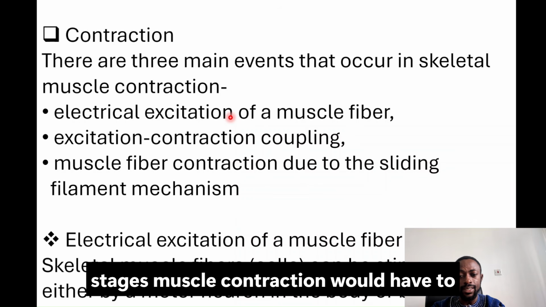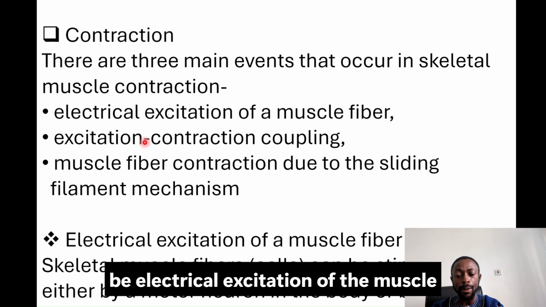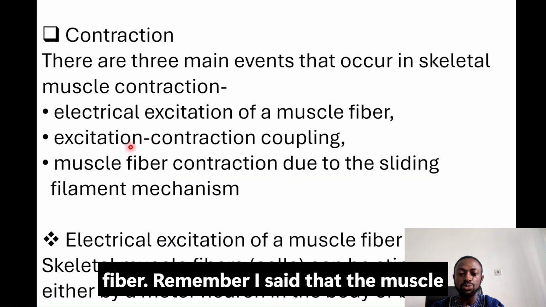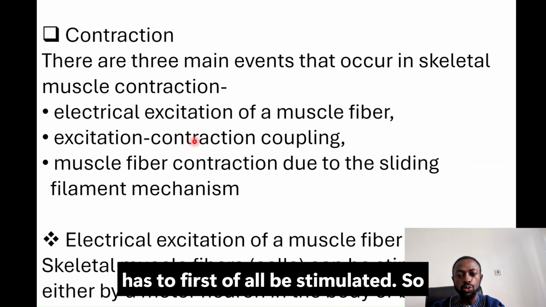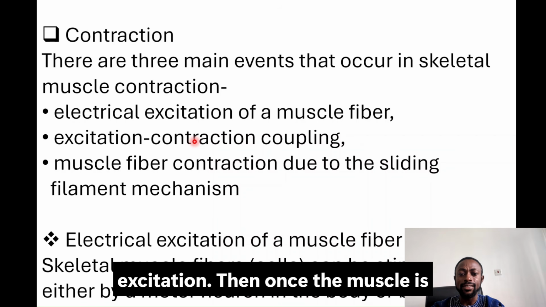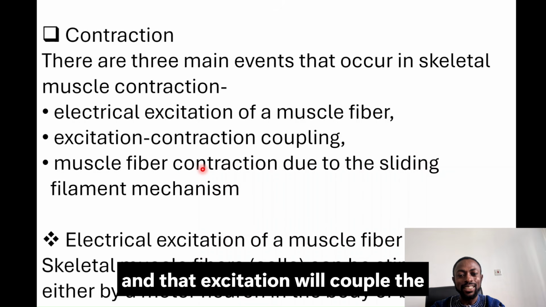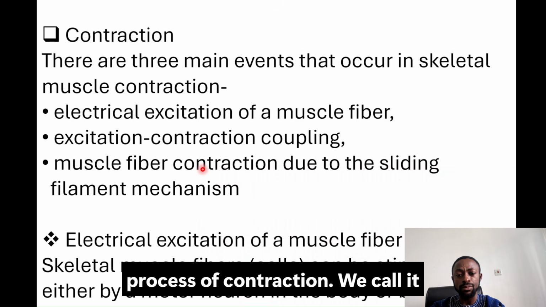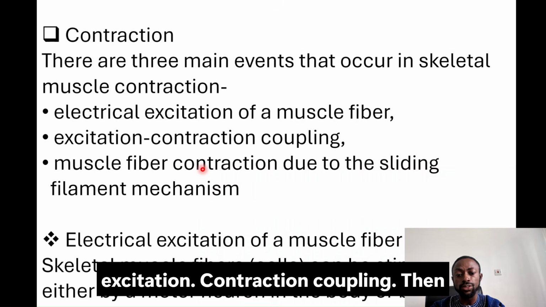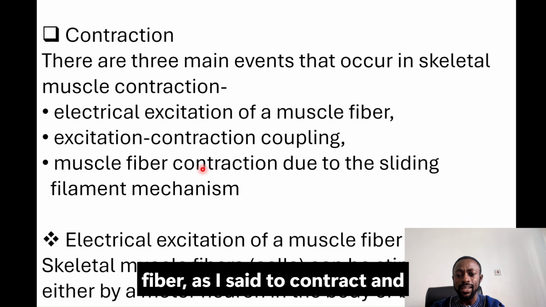So these are the three stages muscle contraction would have to go through. So first of all, there should be electrical excitation of a muscle fiber. Remember, I said that the muscle has to first of all be stimulated. So we'll look at that under electrical excitation. Then once the muscle is stimulated or excited for that matter, that excitation will couple the process of contraction. We call it excitation-contraction coupling. Then the final stage is for the muscle fiber, as I said, to contract.